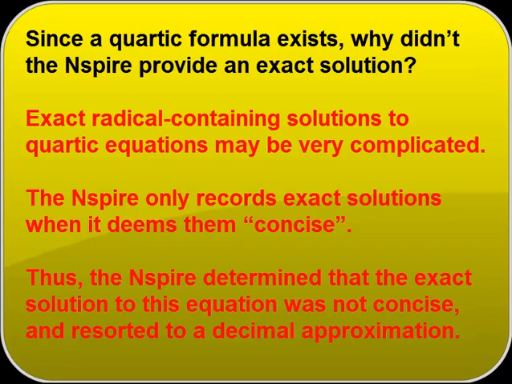Wow, those quartic equation solutions can really be complicated. And the Nspire, after all, has a policy where it only records exact solutions when it deems them concise. So it looks like what happened here is that the Nspire determined that the exact solution to the f1 of x equals f3 of x equation was not concise and resorted to a decimal approximation at that point. Okay, nice thorough treatment of exercise 41.12. Good job.